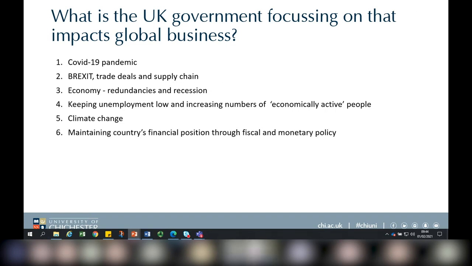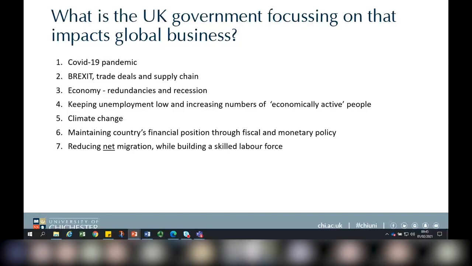Climate change, that's fast becoming a high priority for all governments. Looking at maintaining the country's financial position through fiscal and monetary policy, we touched on that just now. Reducing net migration, so that's the difference between people coming into the country and people leaving the country. So with Brexit, one of the things behind that was a lack of tolerance for migrant workers. I'm not saying that's the only thing, but that was one of the issues.